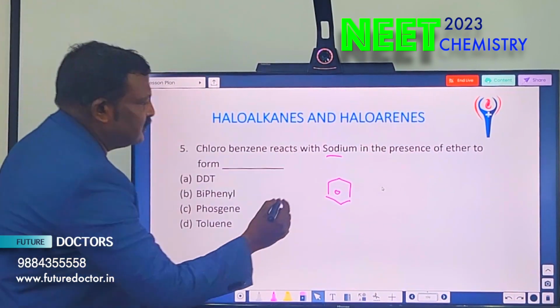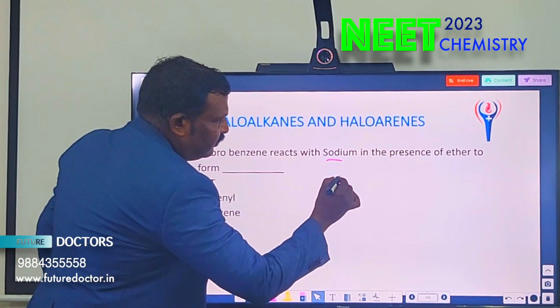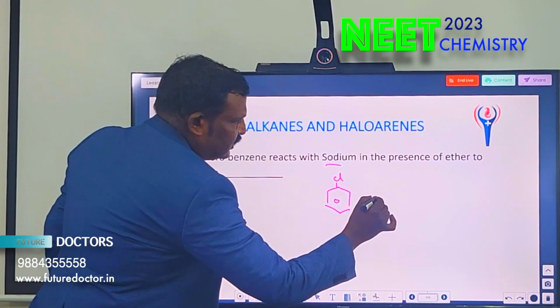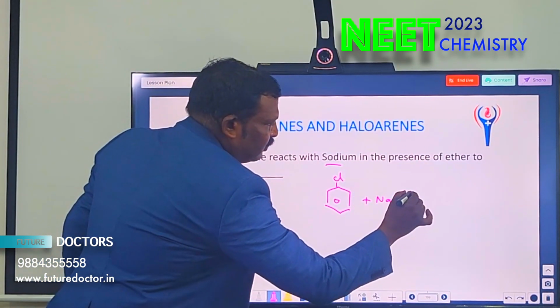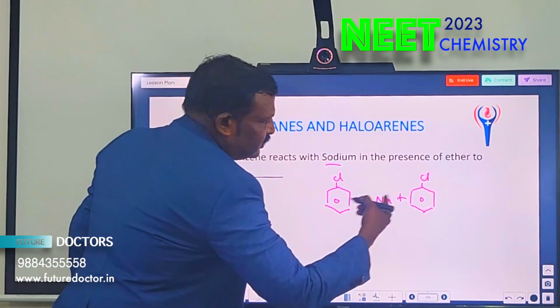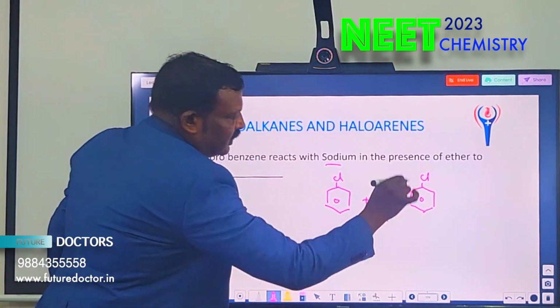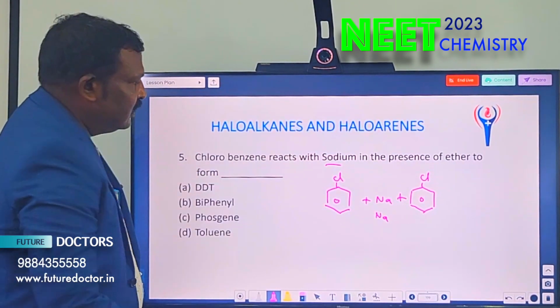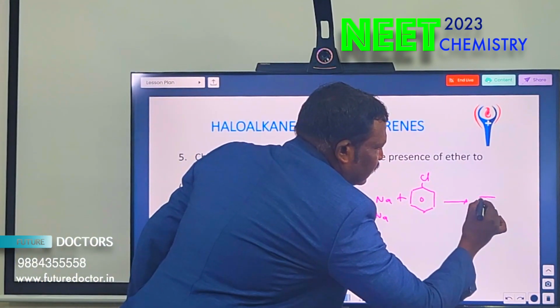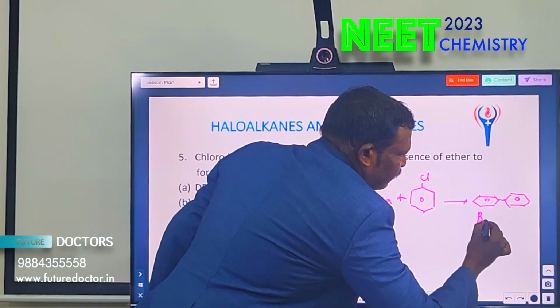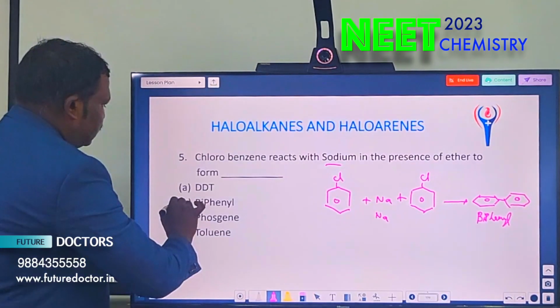This is called chlorobenzene, isn't it? It reacts with sodium. The same chlorobenzene you write 2 times, and as usual sodium also 2 times. So NaCl is removed, and the 2 benzene rings join together. Now it forms what? Biphenyl, isn't it? Biphenyl. Very simple reaction. So the answer is B, the correct one.